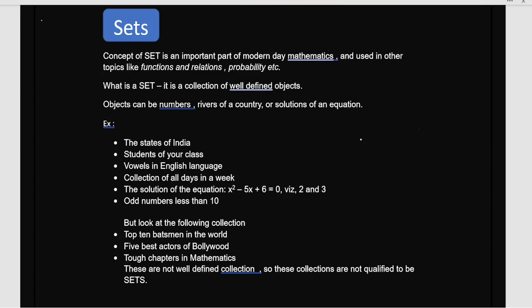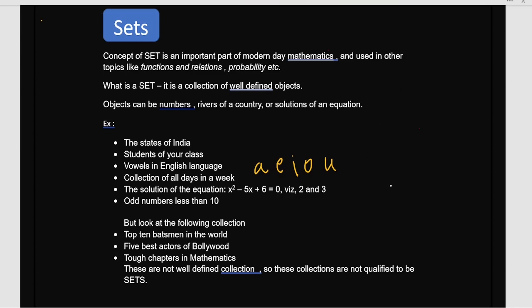Another example: what are the vowels in the English language? As you know, A, E, I, O, U. These are the vowels in the English language. Again, this response will be the same from anybody, a well-defined collection. So this qualifies to be a set.